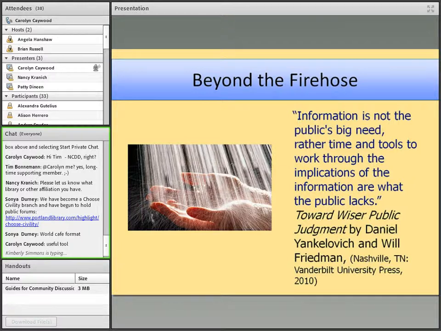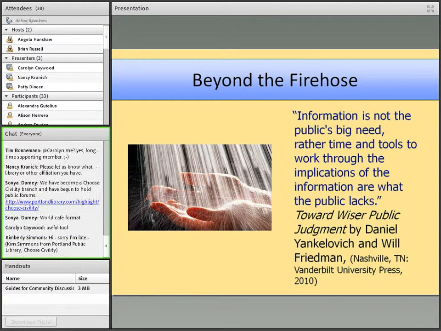Instead, it's a tool that helps the public come to terms with what the information means to become wiser about the topic. And then, having considered the question in depth, participants can become community catalysts.